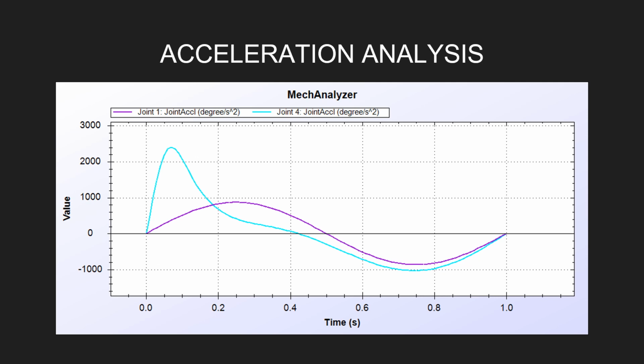Okay, now moving on to the acceleration analysis. The properties of this acceleration profile are the same as the velocity and position analysis, where when t equals 0 is when the door is fully open, and when t equals 1 is when the door is fully closed. So this is a graph that represents the closing motion of the door mechanism.